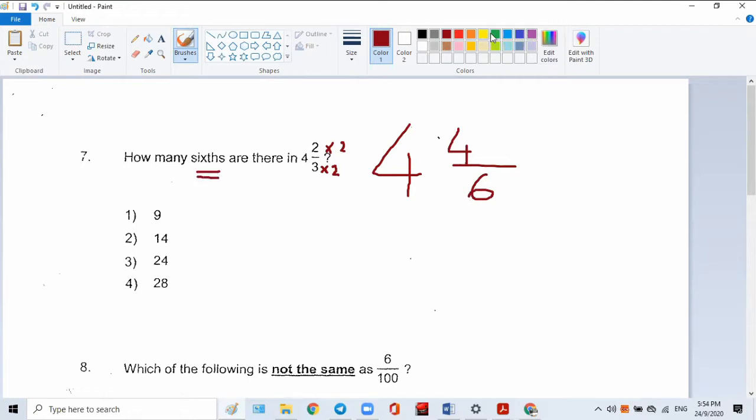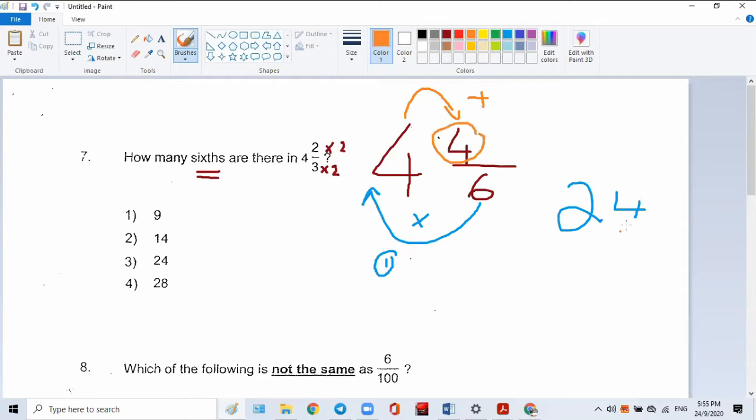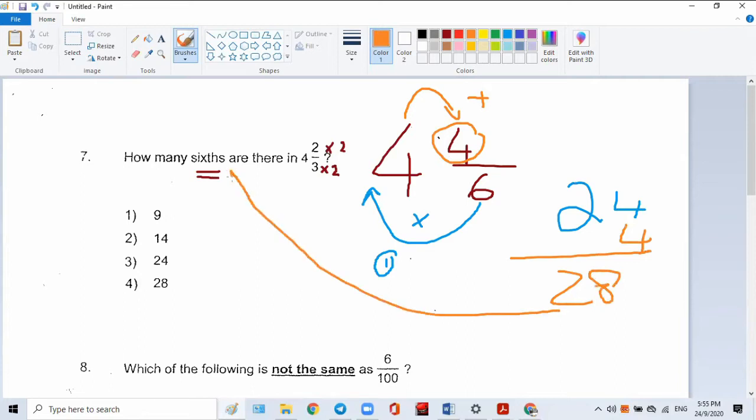Don't cheat. Then the next step is what? Use the 4 times 6, right? That is step 1. Then step 2 is add. Then you know how many? 4 times 6 is 24, plus add 4 here. So there should be 28 sixths. So the answer is 4. Okay? Jingyi, are you okay? You understand what I'm doing?